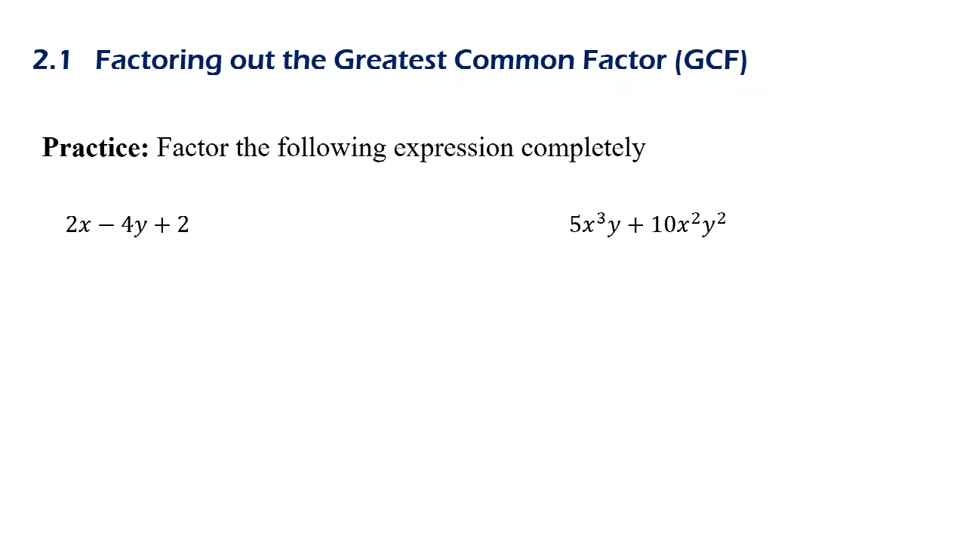Okay, finished. First question. Greatest common factor is 2, right? So we can put 2 in front and then x minus 2y plus 1, right? This is the factored form of the polynomial. Next, you can see that 5x squared y is the greatest common factor times the sum of x plus 2y, right?